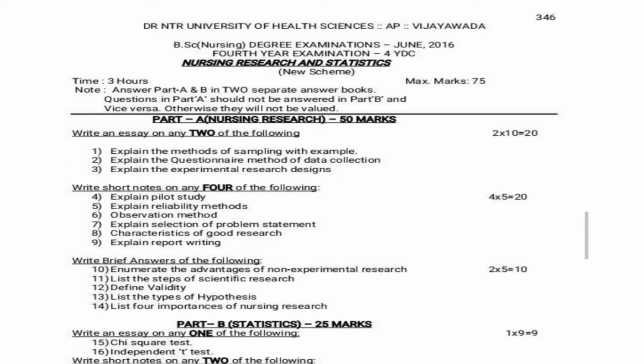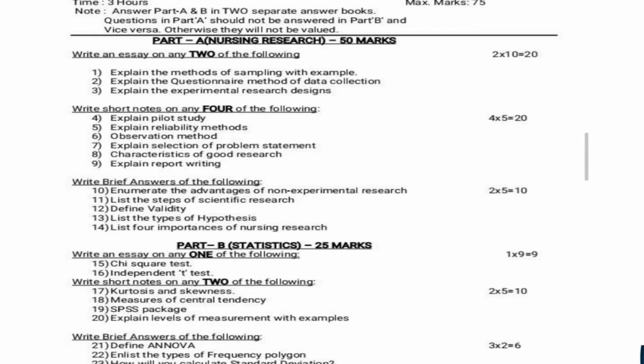So this is the June 2016 question paper. Write an essay on any two of the following. The first essay is in Nursing Research, part A. Explain the methods of sampling with example. Second question, explain the questionnaire method of data collection. Third question, explain the experimental research design.